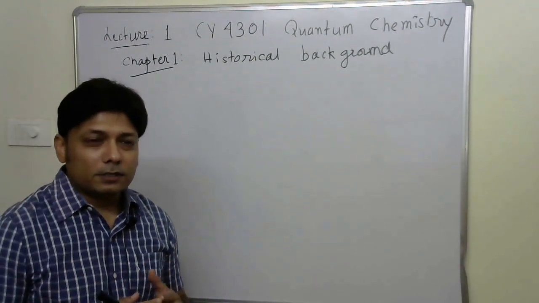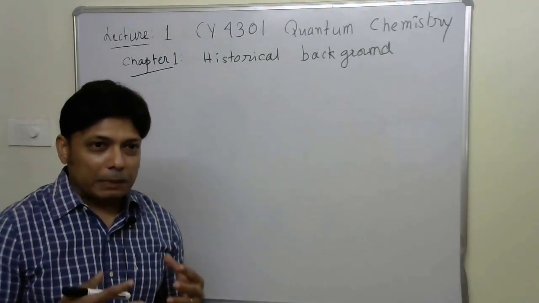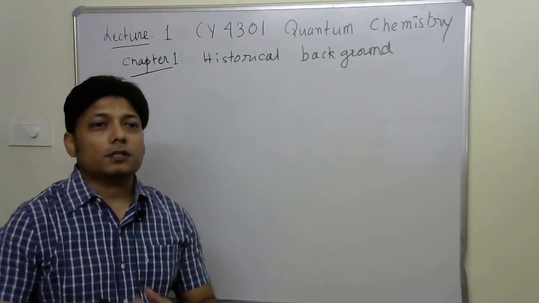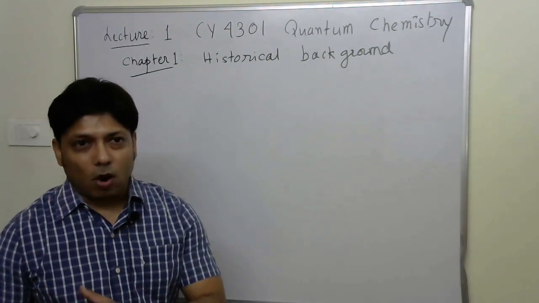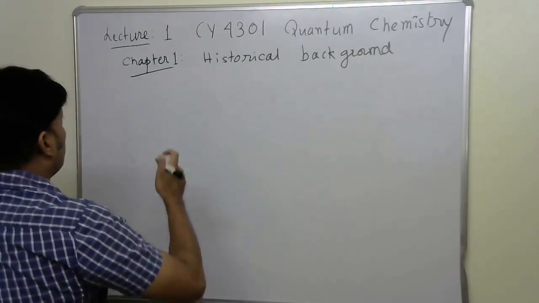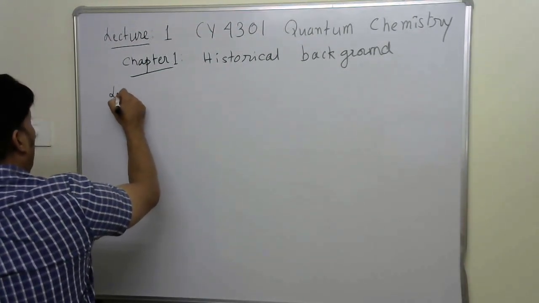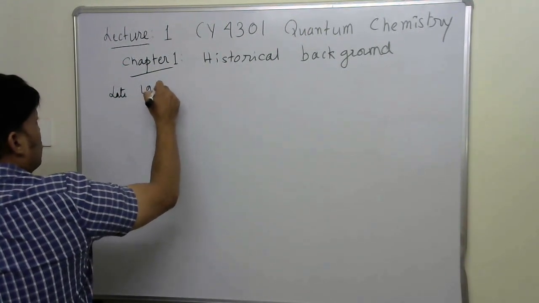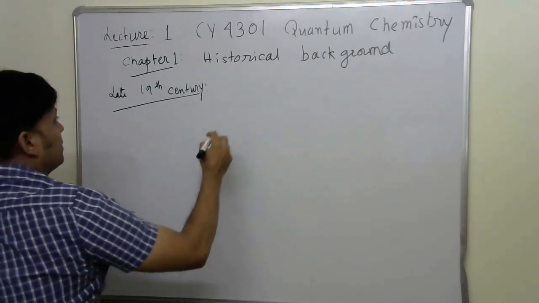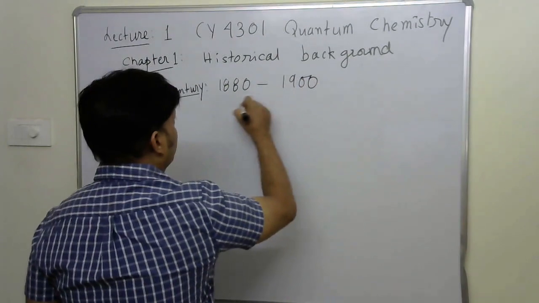So why are we learning this? We are learning this because it would give us a perspective to understand better how the classical concepts slowly transformed into the quantum concepts. So we will start in an era near the late 19th century, that is, the period around 1880 to 1900.